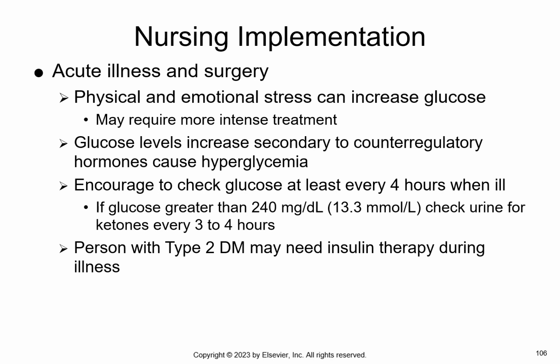As we're looking at our slide, physical and emotional stress, already said, glucose levels increase secondary to counter-regulatory hormones that cause hyperglycemia. Encourage patients to check their glucose at least every 4 hours when they are ill. If the glucose is greater than 240, check their urine for ketones. Persons with diabetes 2 may need insulin therapy during illness.